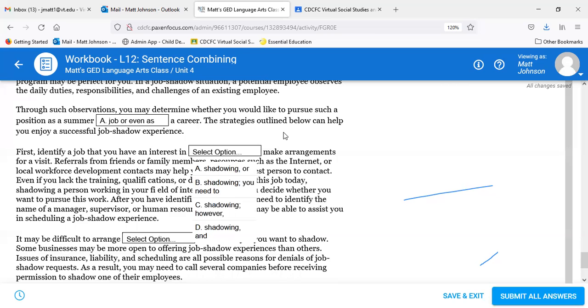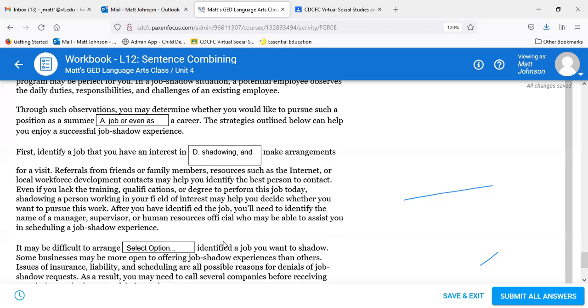So D. You're on the right track, but we want to make sure that we're including it. It's not an either-or situation, it's and, right? So we're doing both. We want to identify it and make arrangements. So: shadowing, comma, and make arrangements for a visit.